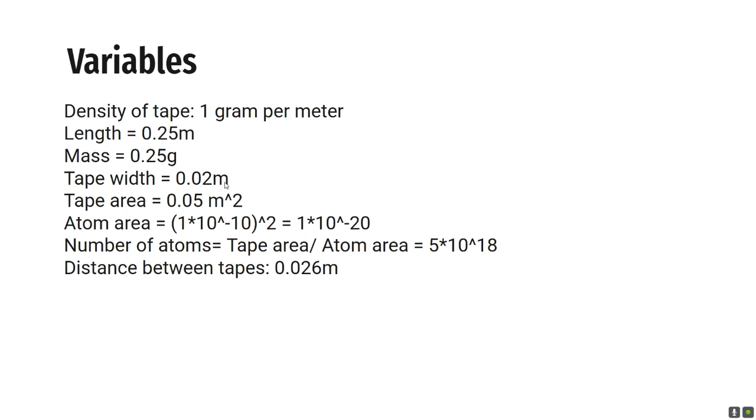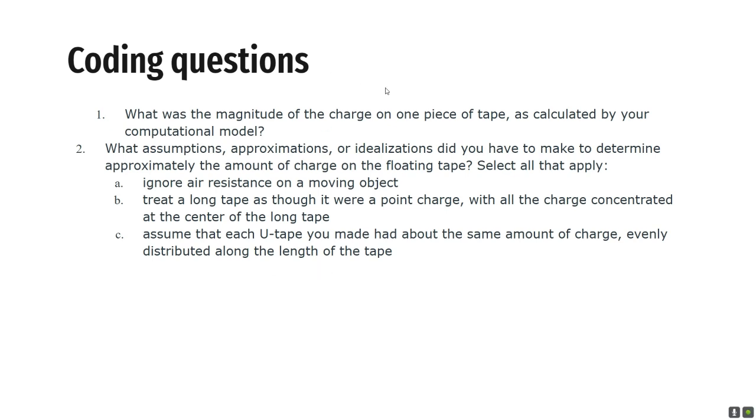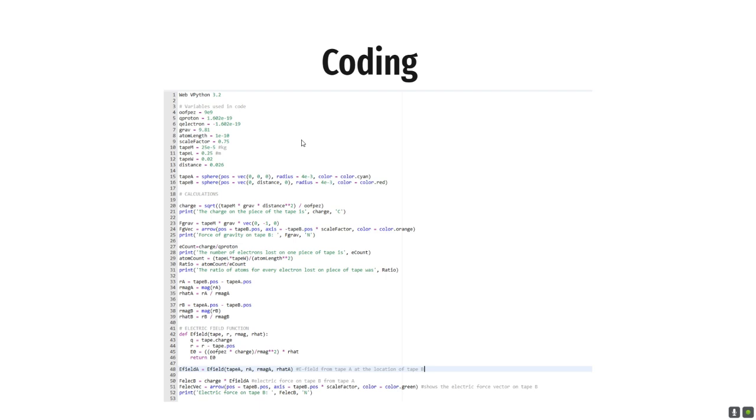These are the variables I used within the experiment and measured. The length of the tape was 0.25 meters. This is used with density to calculate mass, tape width, and tape area, all measured, and then atom area is used to get the number of atoms. The distance between the tapes was also measured. This is then used within the coding as the coding questions, which we'll answer later on. And within the coding, these are all the variables that I used.